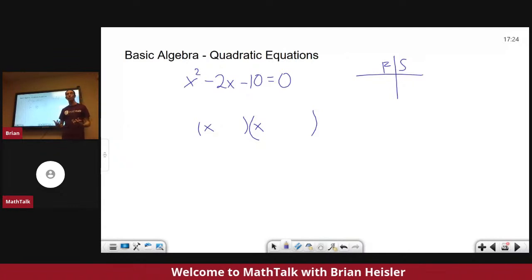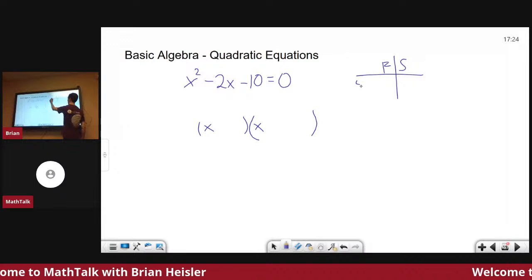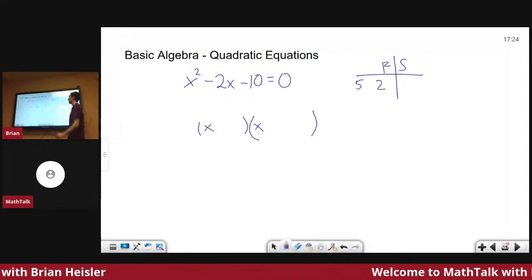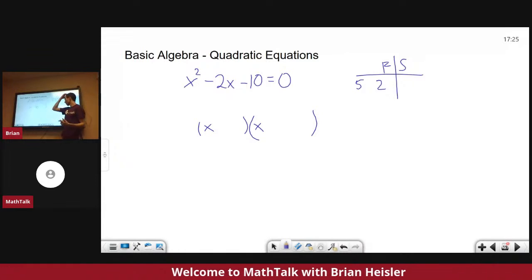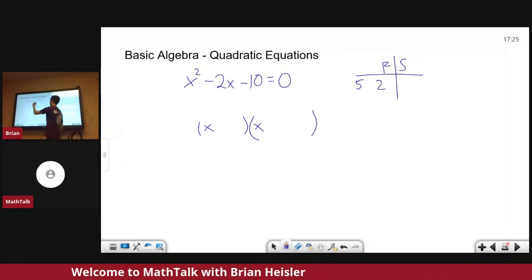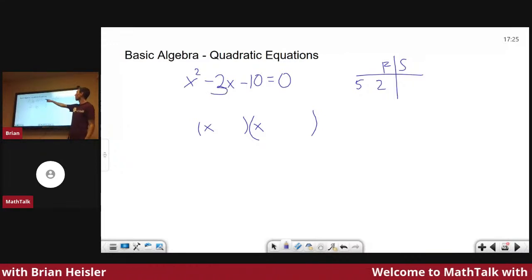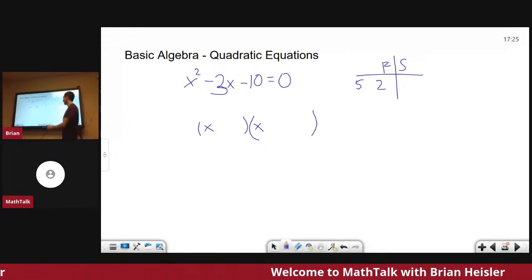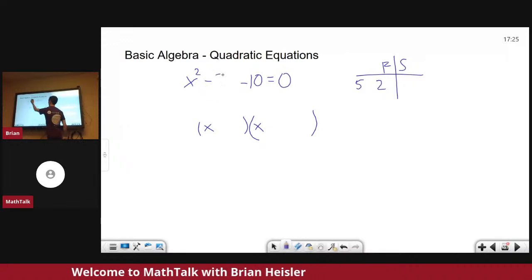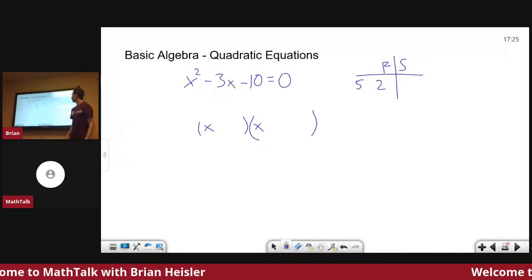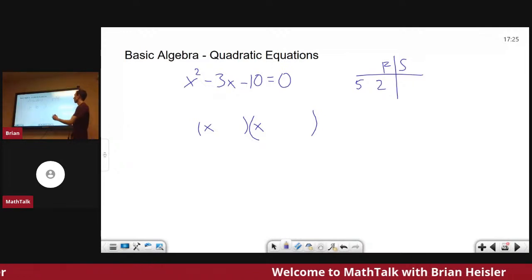So if I start looking at numbers that multiply together to get -10, well, I know that 5 and 2 multiply to get 10. One of them has to be negative. And actually, now that I think about this, I'm going to change that to a 3. So I'm going to change this to a 3 and write it a lot better, because I know that with this method, that has to be the equation.